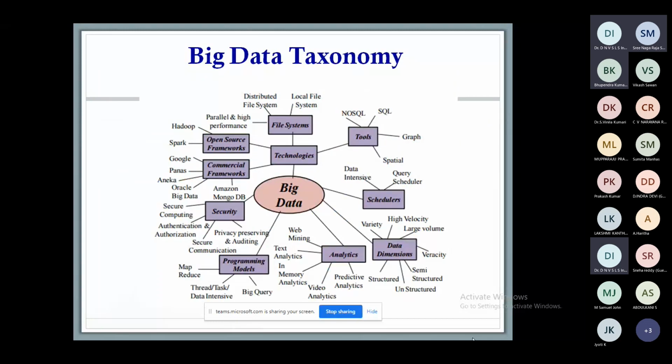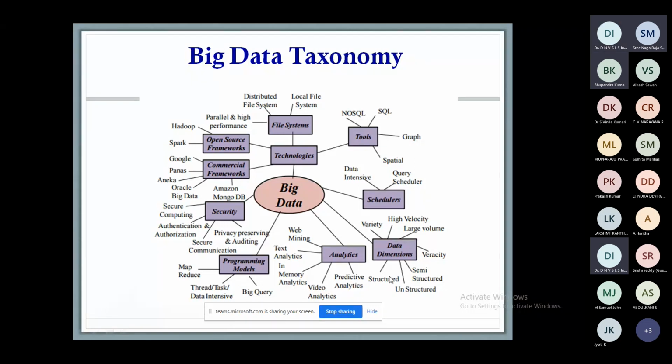So coming to the big data taxonomy. Big data is not only related to simple characteristics of data like volume, velocity, variety, and all these things. It's a collection of file systems, technologies, tools, schedulers, data dimensions, analytics, programming models, security, commercial frameworks, and open source frameworks. Coming to the tools, it's a combination of NoSQL, SQL, graph, and spatial. And coming to the schedulers, query schedulers and data intensive schedulers are there. And data dimensions are a collection of variety, structured, and semi-structured data.